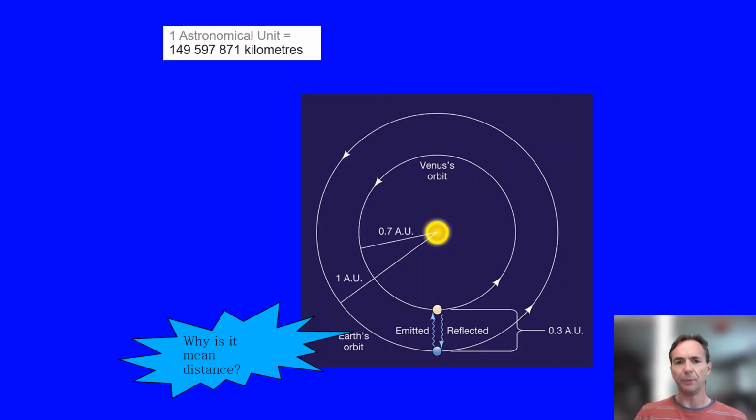So if we move on, astronomical unit. Here's the Earth's orbit around here at 1 AU. Venus's orbit is about 0.7 AU, therefore the distance between them is 0.3 AU. And you can see astronomical unit is 150 million kilometers, so that's 150 billion meters. Why is it a mean distance? Because the Earth's orbit is not circular, it's elliptical. Not a great deal elliptical and not enough to make a great deal of difference.